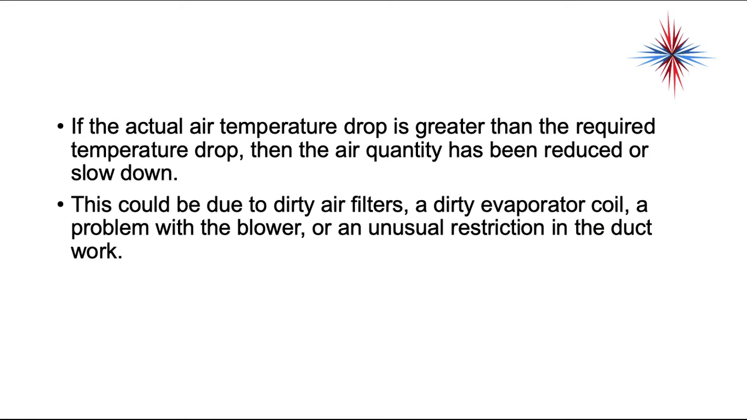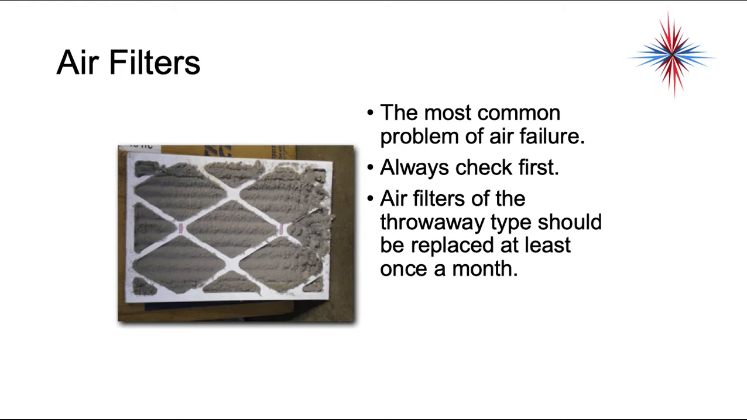If the actual air temperature drop is greater than required, then the air quantity has been reduced or slowed down. This could be due to dirty filters, a dirty evaporator, problems with the blower, or unusual restrictions in the ductwork. The most common cause of restrictions is the air filter. Now, I don't normally do my readings before I look at the air filter. That's like my first stop. Actually, second stop. First stop is the thermostat, second stop is the filters.